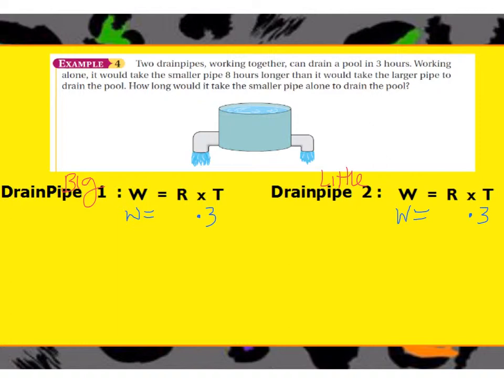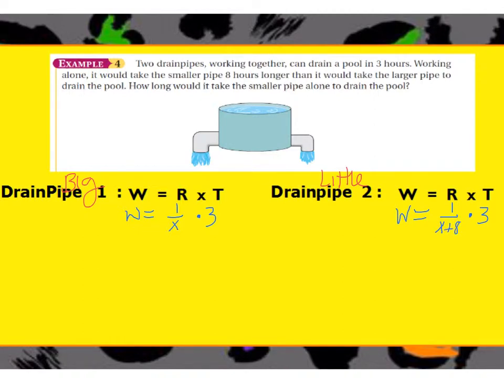So if you remember earlier, when we said that Kathy could paint the room in 5 hours, then her rate was 1/5. So if the big pipe can drain the tank in x hours, the rate would be 1/x. When you're doing that rate, that's where your fraction always comes into play. Over here on the little drain pipe, we also don't know its rate, but it would be 1/, and this one, it said it takes 8 hours longer, so that would be x plus 8 hours.